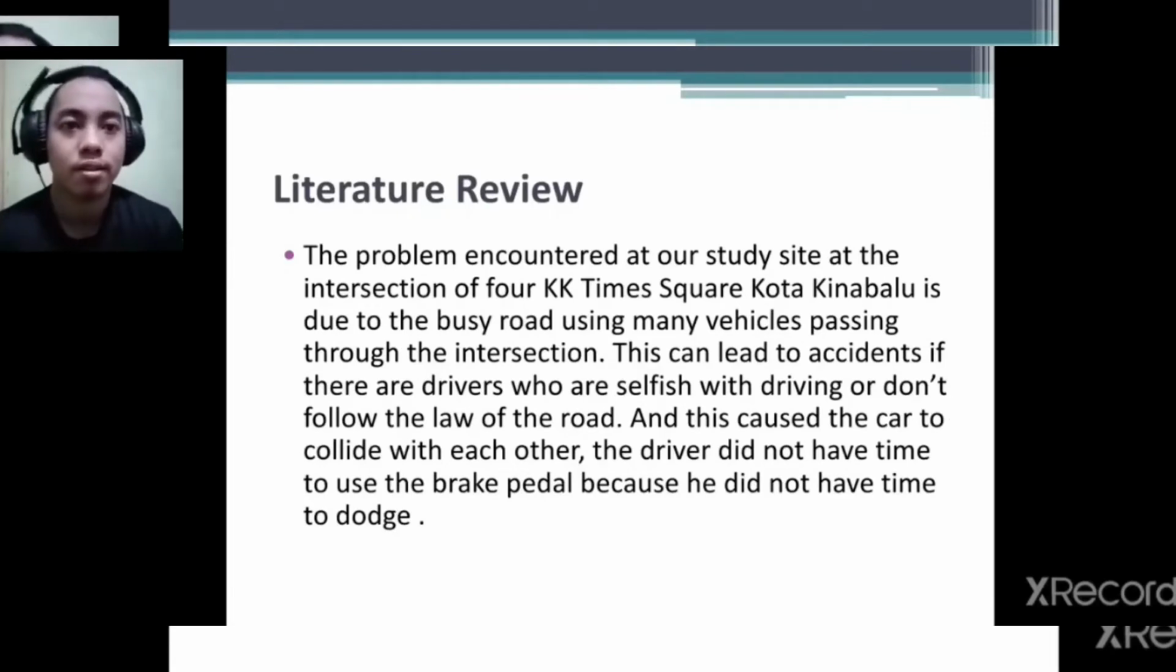The literature review. The problem encountered at our study site, the intersection of Junction 4 KK Times Square, Kota Kinabalu, is due to the busy road with many vehicles passing through the intersection. This can lead to accidents if there are drivers who are selfish with driving or don't follow the law of the road, and this causes cars to collide with each other. The driver did not have time to use the brake pedal because he did not have time to dodge.